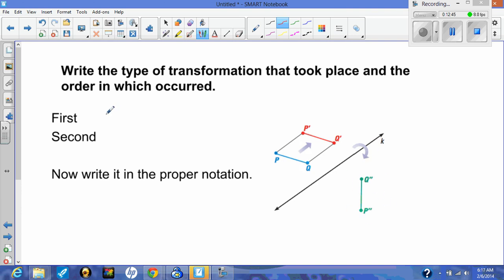Okay, so what did they do first? How did they go from here to here? I'd like you to pause the video and write down what they did. Okay. Now, I might have been a little bit unclear. Some of you might go, well, what do you mean what they did? I mean, is it a translation? Is it a reflection? Or is it a rotation? Those are the three we have to choose from. So if you didn't quite understand it the first time, pause the video again and identify which one of the three it is.